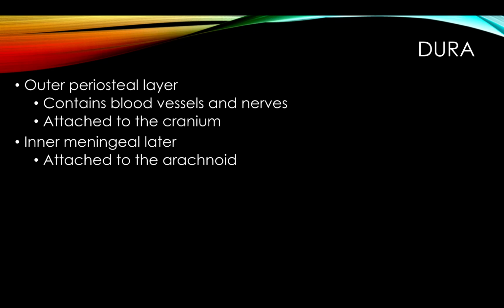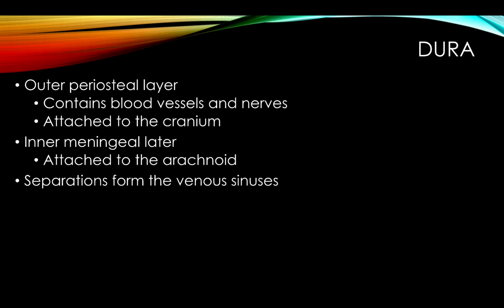All right, so we have the pia, the arachnoid, and then the outer layer is the dura. And the dura itself actually consists of two layers. There's an outer periosteal layer, which is adherent to the skull or the cranium. This is vascular, and we also have nerves in this outer periosteal layer. And then we have an inner meningeal layer, which is itself attached to the arachnoid.